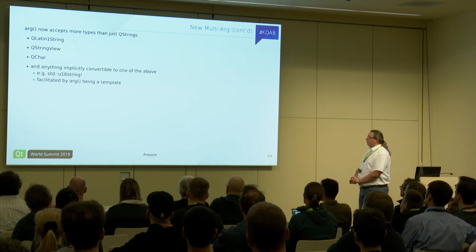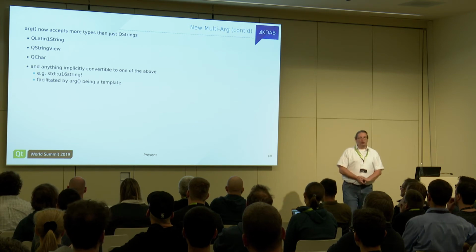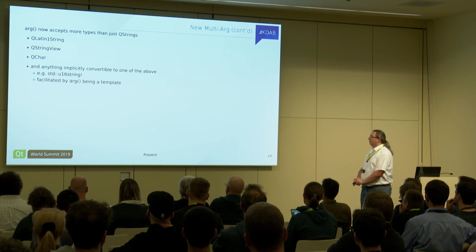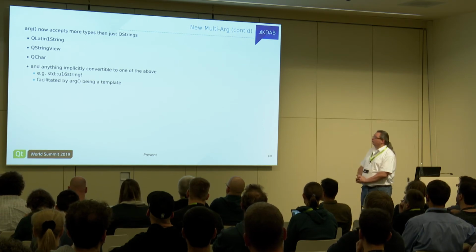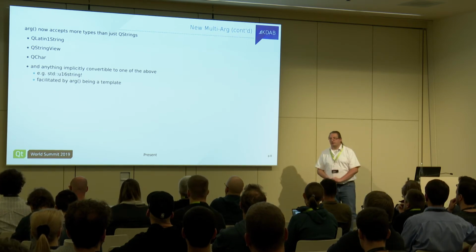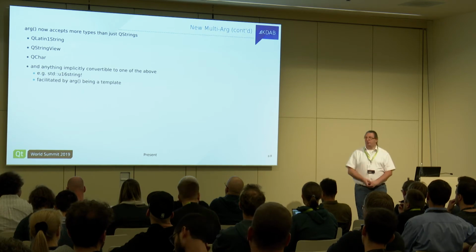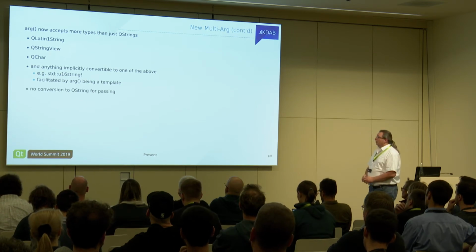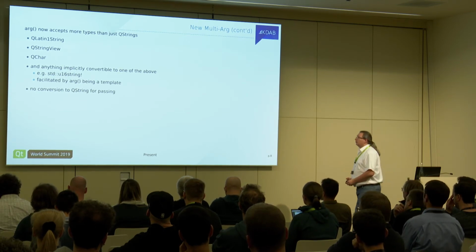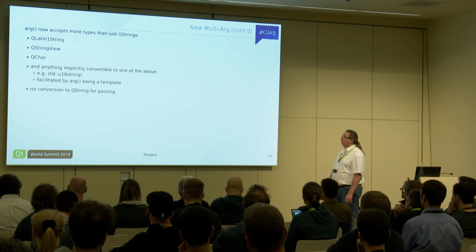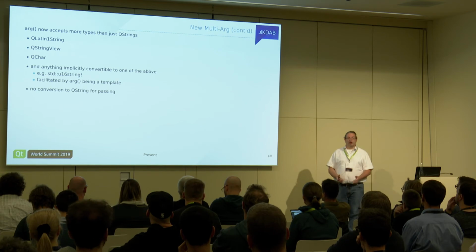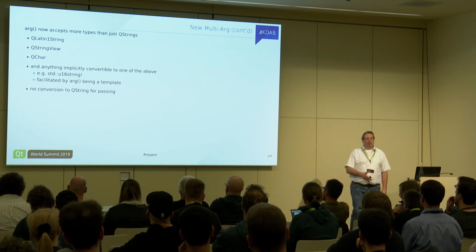So how does this work? Arg is now a template. Before it was an overloaded set of 9 functions, and now it's a template, so it can accept anything and internally tries to match it either to QLatin1String, QStringView, or character. I can show you later when we have time how that is implemented. And you do not get a conversion to QString anymore, because the only things that you're converting to are those 3 on the top, and note the absence of QString. These are all more or less view types, except for QChar, which is cheap to copy, of course.